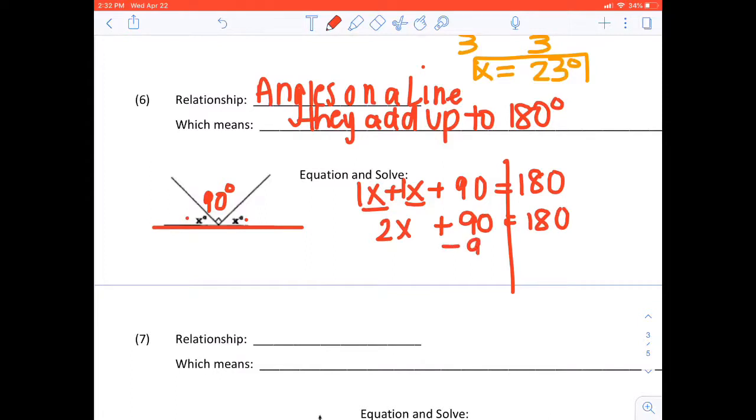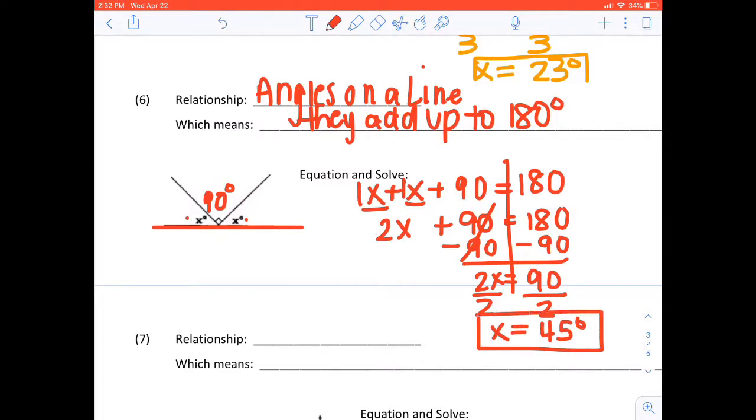And now we're just going to solve. So let's subtract 90 from both sides. So 2x is equal to 90. We're going to divide both sides by 2. So x is equal to 45 degrees.